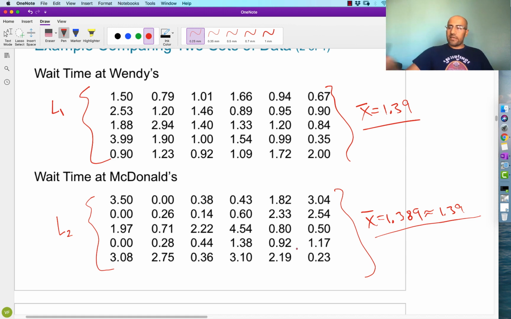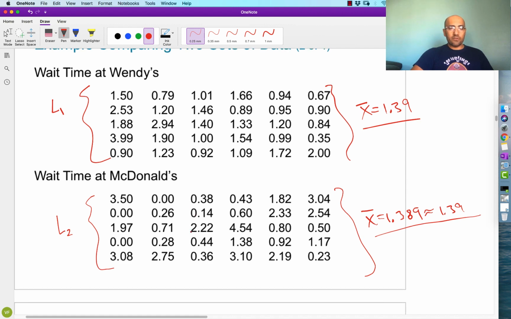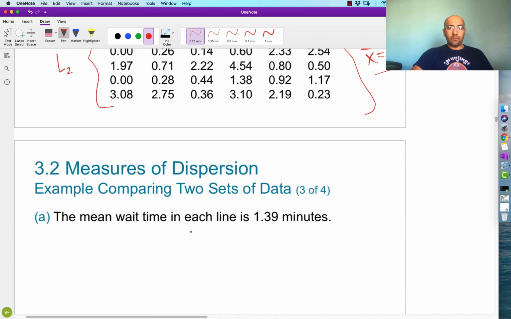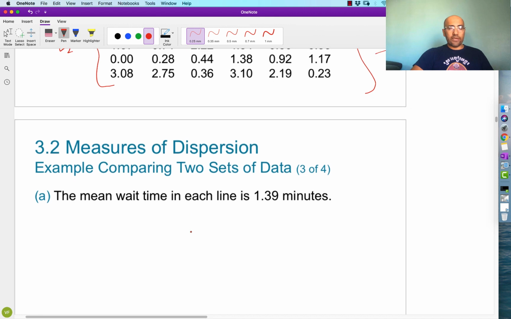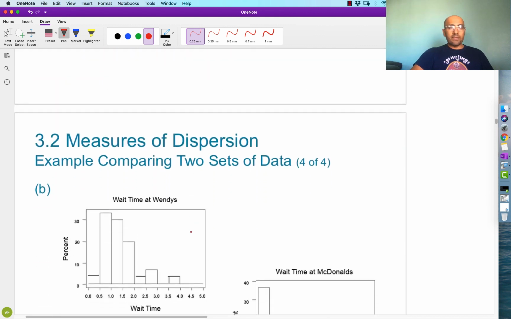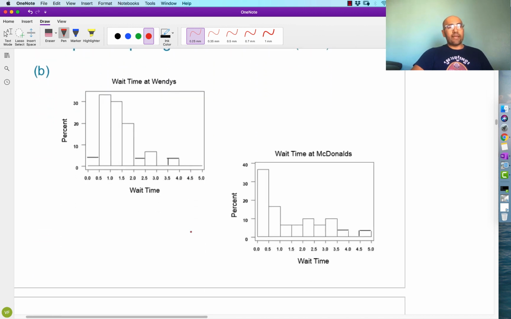But are they the same? Is there anything different about these 2 sets of numbers? Well, the mean is 1.39 in both cases. We did that. But let's say we did a histogram. And again, I'm not going to cover how to do it with your calculator, but let's say we did a histogram. We would see that the histogram for the Wendy's looks like this, whereas the McDonald's information looks like this.